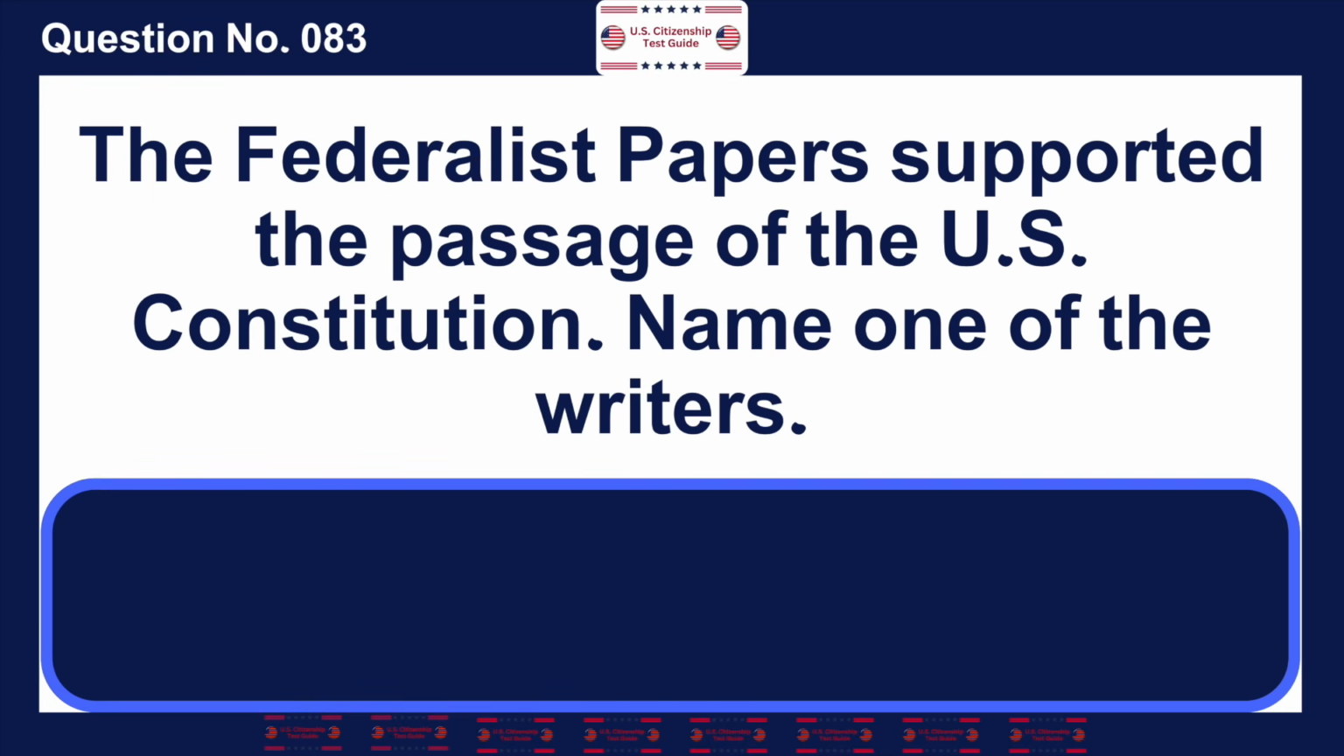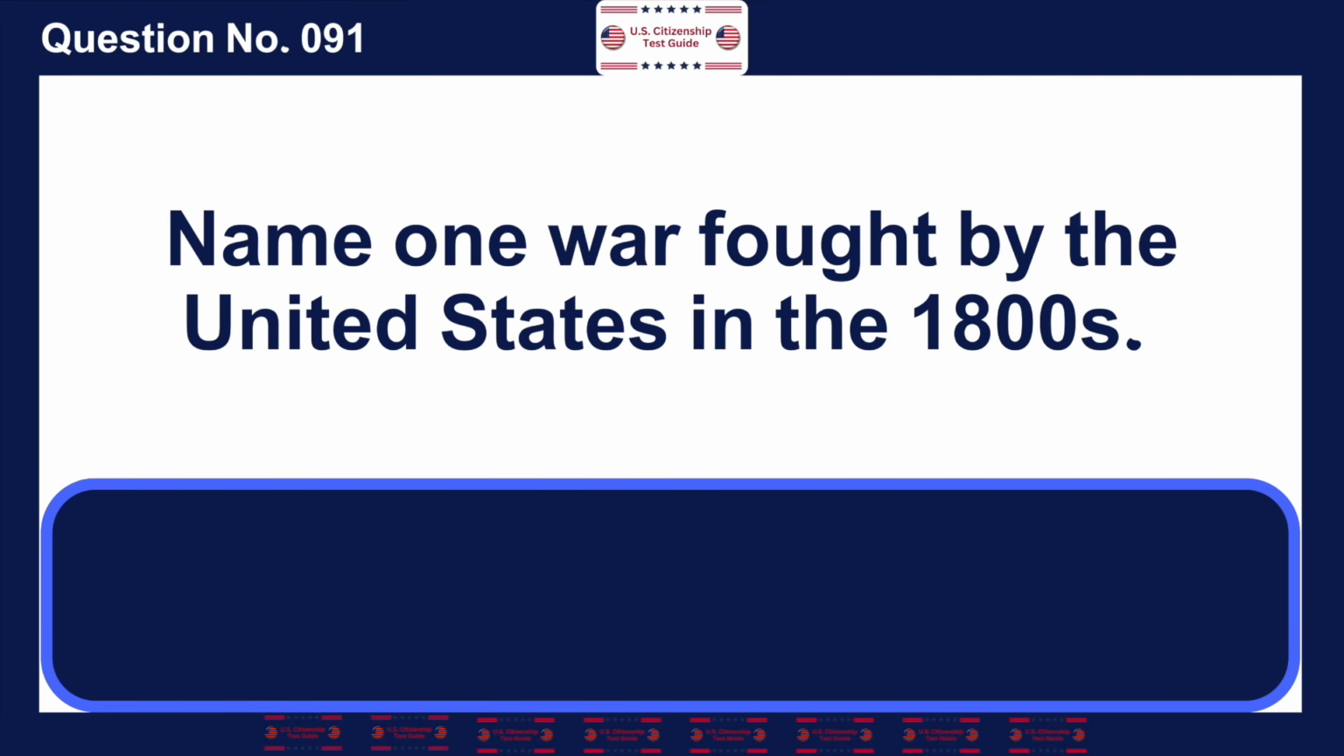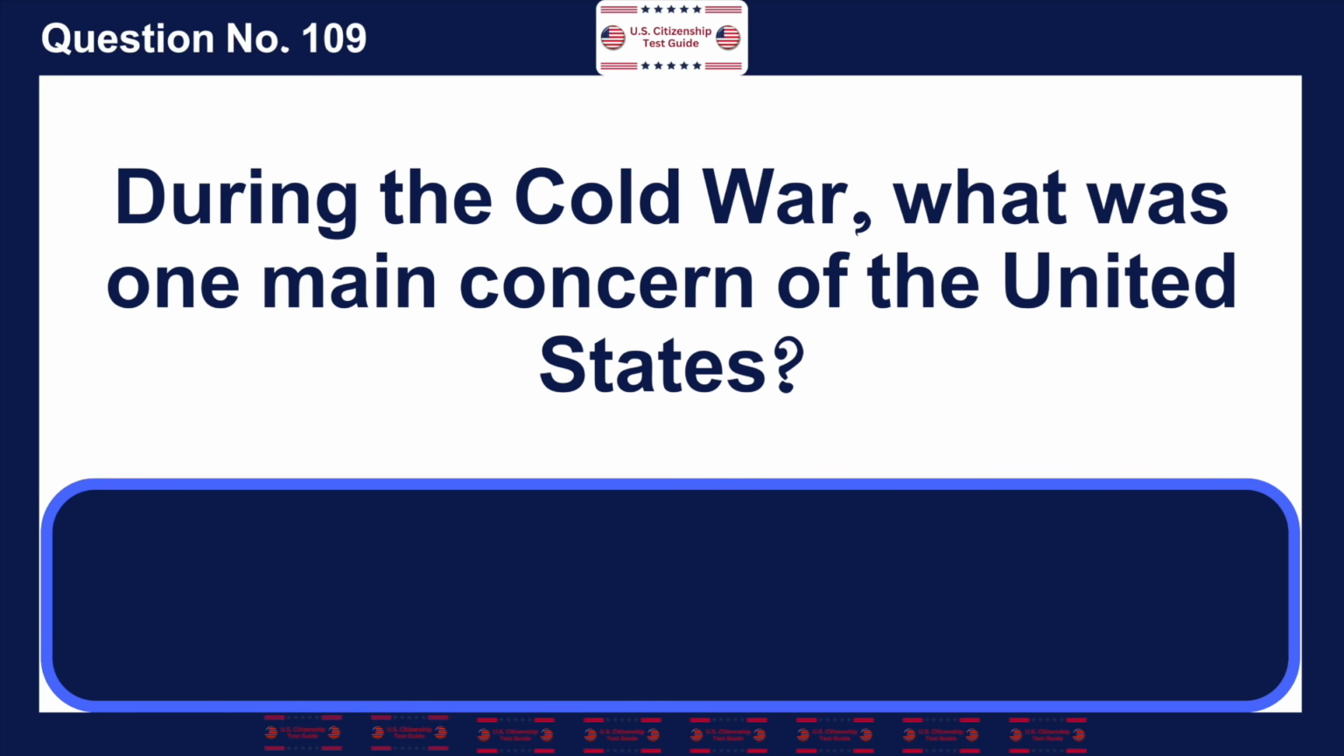The Federalist Papers supported the passage of the U.S. Constitution. Name one of the writers. James Madison. Name one war fought by the United States in the 1800s. Civil War. During the Cold War, what was one main concern of the United States? Communism.